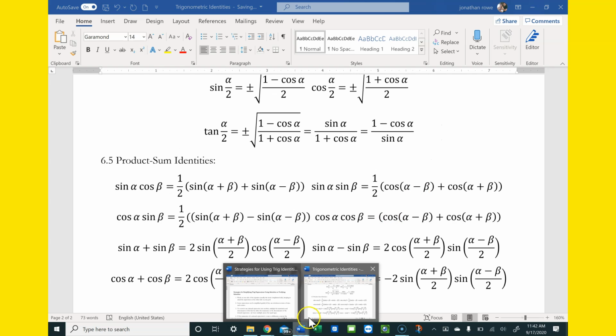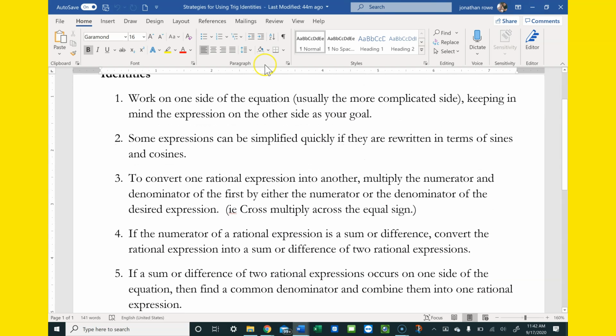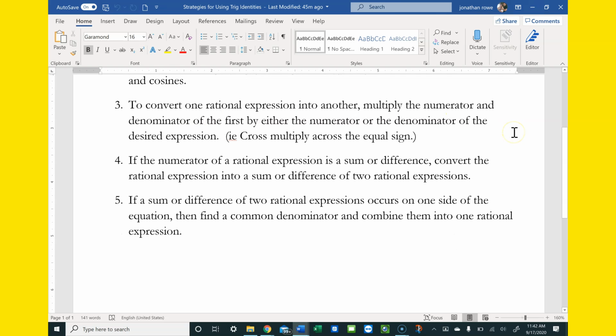And then here's a set of strategies you can use. Strategy 1, if you're verifying an identity, where one thing equals another, just work on one side of the equation, either the left side of the equal sign or the right side. Usually you're going to choose the more complicated looking side. And you're trying to get that complicated side to reduce down so that it is identical to the other side. Strategy 2, some expressions can be simplified quickly if they're written in terms of sines and cosines.